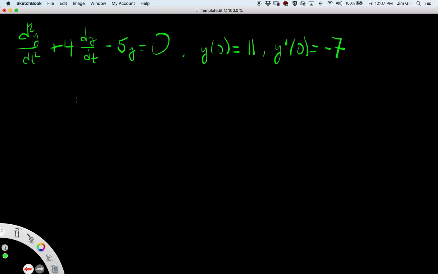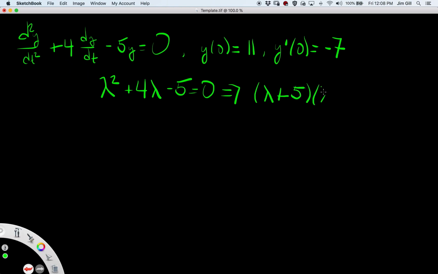Okay, so as we said before, we can form a polynomial based on this by guessing that the answer is going to look like e to the lambda t. So the polynomial we'll get, as we outlined before, is lambda squared plus 4 lambda minus 5 is equal to 0. And that factors simply into lambda plus 5 times lambda minus 1. So our eigenvalues are lambda being 1 and negative 5.